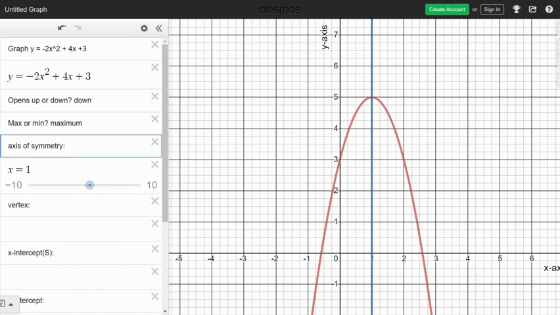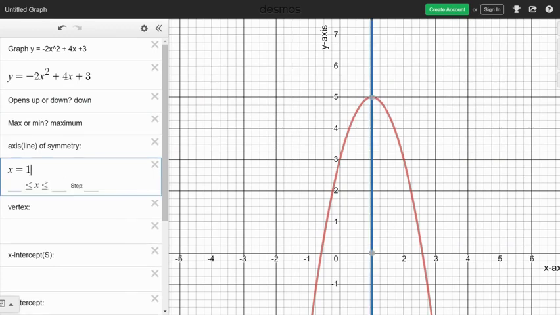Another word for axis is line. I'm going to add that to it. When I do an axis or line of symmetry, it always has the form x equals something, so the line goes straight up and down. That is my line of symmetry. So my axis of symmetry is x equals 1.